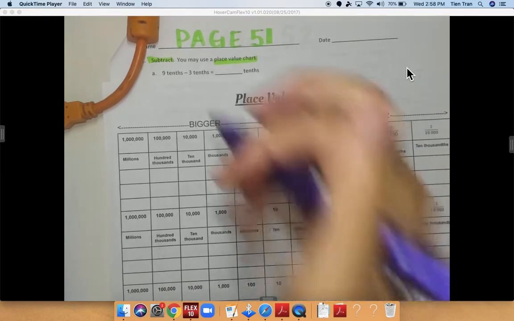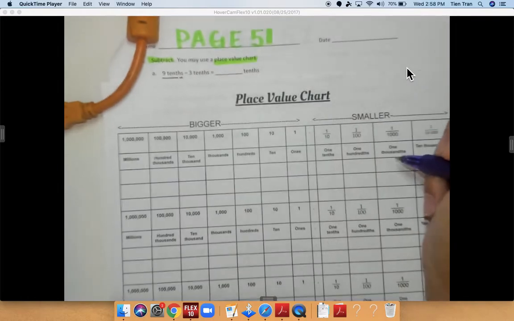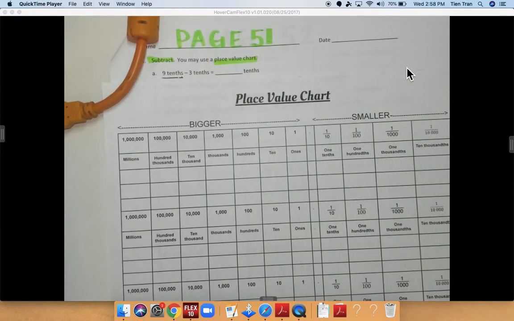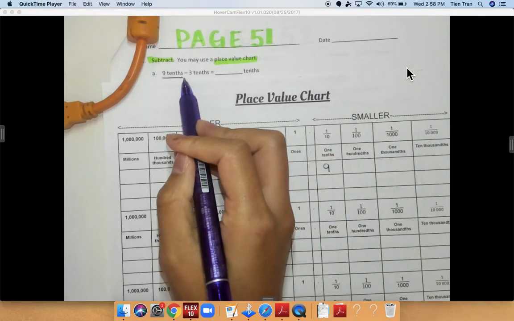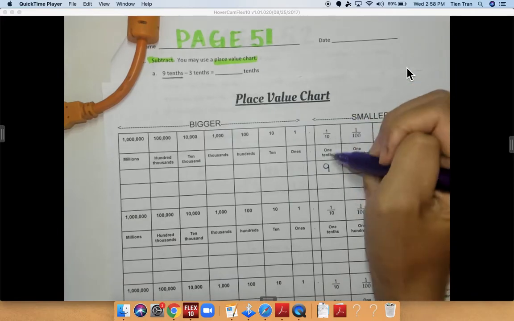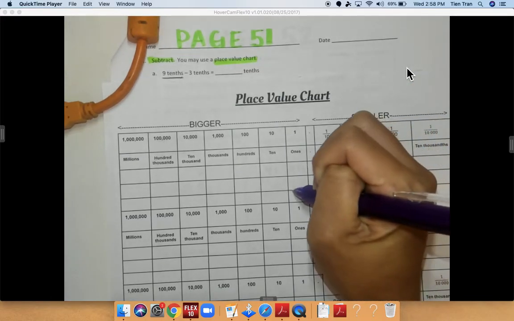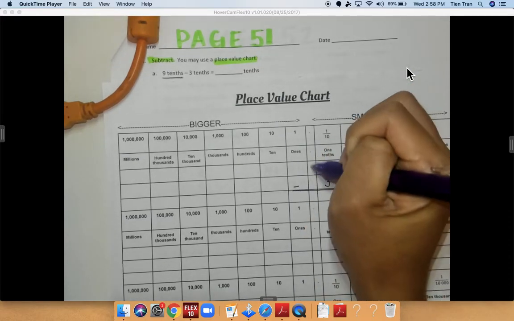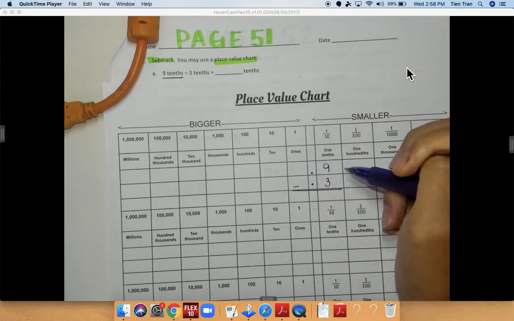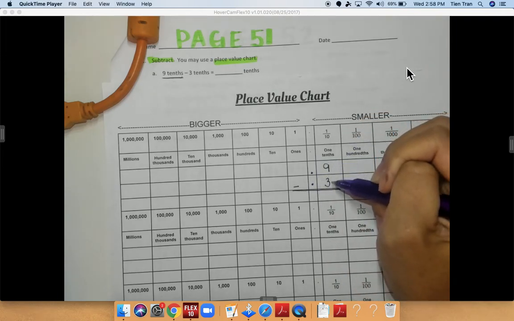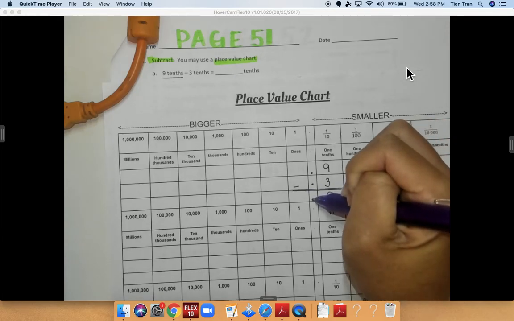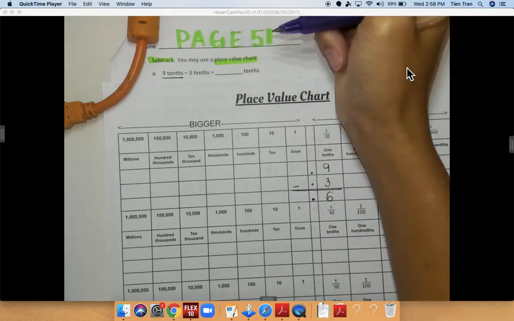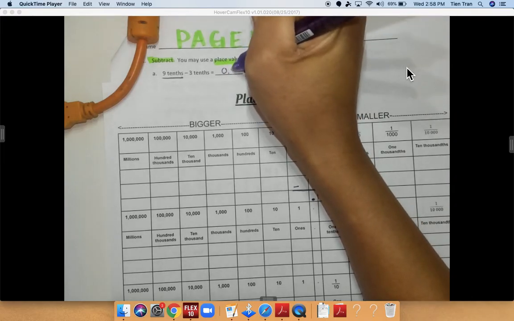The first one says 9/10. I'm looking at my place value chart where tenths is to put my 9/10. Next, I am subtracting 3/10. I know the decimal goes right here. Now I'm subtracting. 9 minus 3 is equal to 6. And bring down my decimal. So that means my answer is 0.6, or 6 tenths.